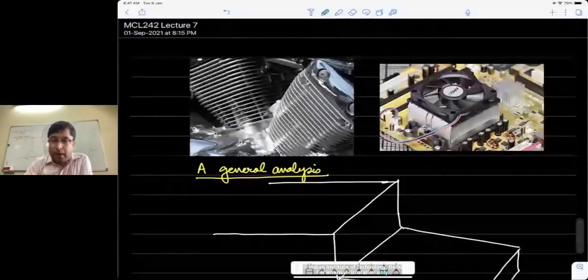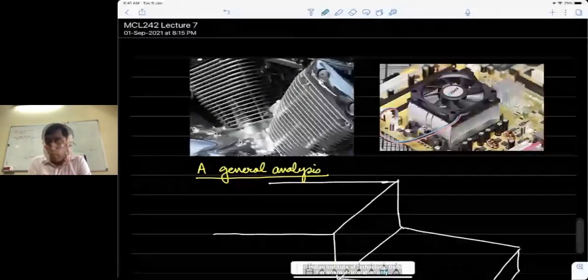Good morning. Okay, so let's carry on from where we left last time. We had just started a discussion on these extended surfaces, and in the last class I mentioned what kind of fins we can actually see in practice.